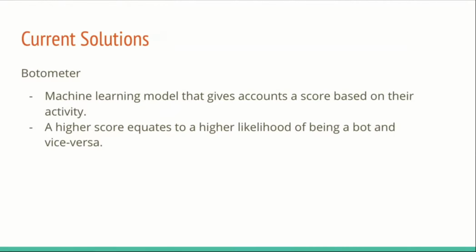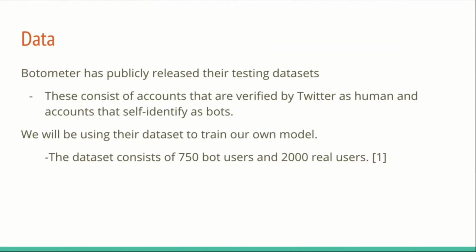Current solutions that exist is Botometer. It's an online thing that you can look up yourself, and it uses a machine learning model to give a score to an account based on its activity. A higher score equates to a higher likelihood of being a bot. So we looked at this and we thought, well, we should use their data too. So they released their public data sets, and they consisted of Twitter accounts that are verified as human, as well as accounts that self-identify as bots. There are 750 bot users and 2,000 real users.